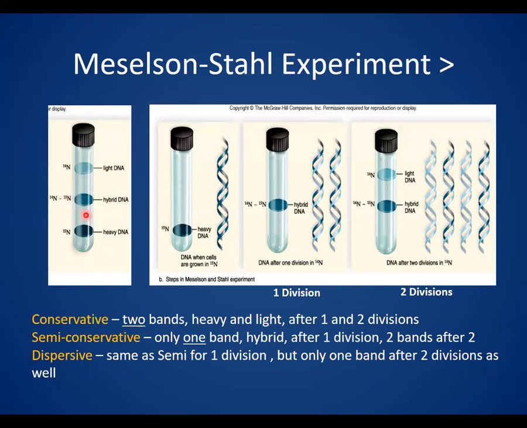So what Meselson and Stahl did was they started with bacteria that they grew in heavy nitrogen. So the DNA would all be heavy. Then they transferred these cells to light nitrogen, and they let them go through 2 rounds of division in the light nitrogen. And then they looked at the result. They looked at the banding pattern. And if you remember the 3 models, this is what you would expect to see.